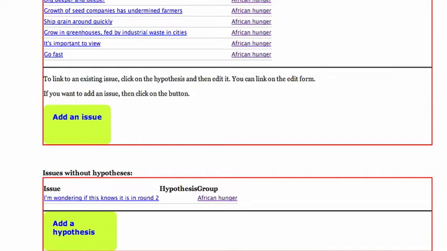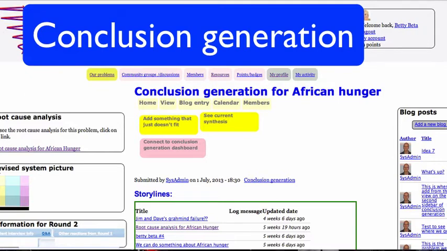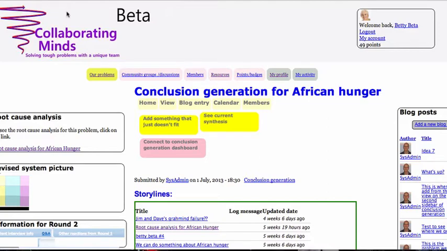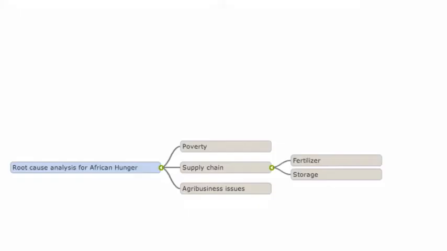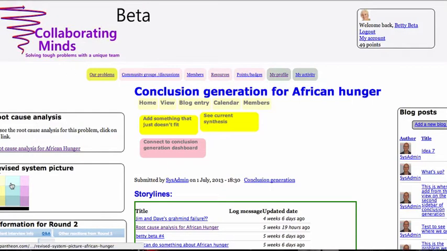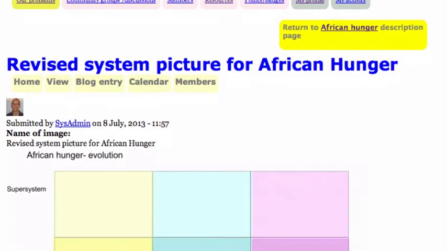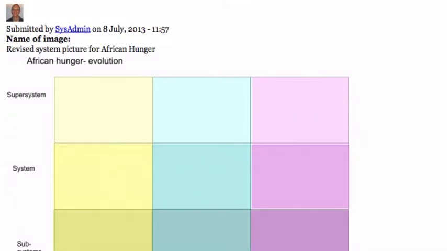In the final phase, conclusion generation, a team member can work with the conclusion generation dashboard to see all of the different pieces of data, information, and ways of organizing it that have been developed in the course of the work. They can take a look at a root cause analysis for the problem, which was developed out of the work that was done early on and it was revised throughout. They can take a look at the picture of the system that had been developed early on and has now been revised throughout based on the work being done.